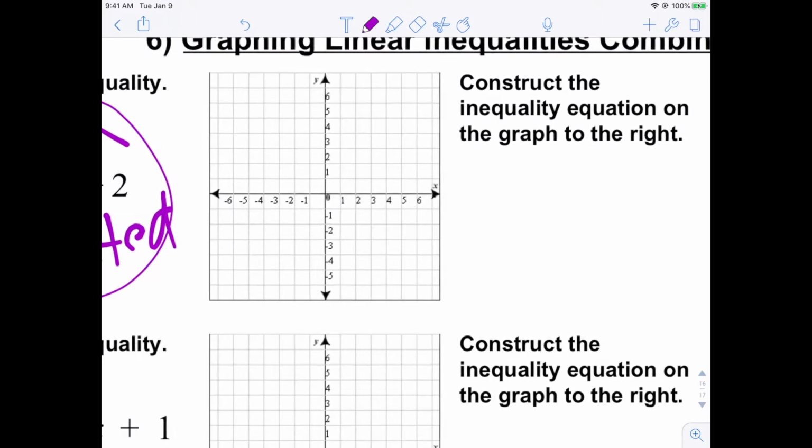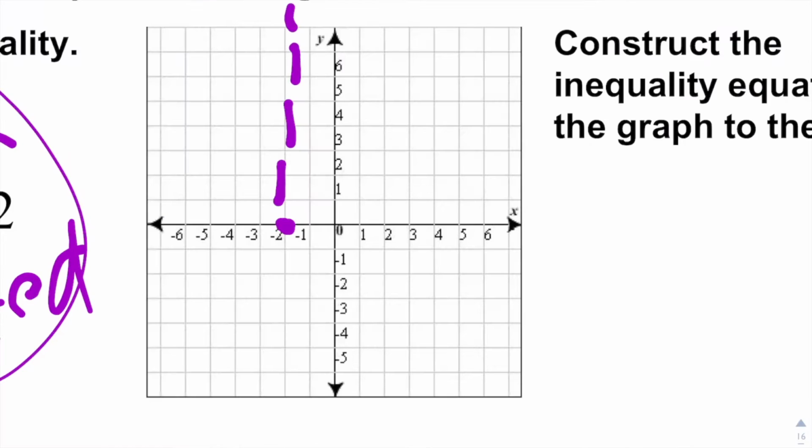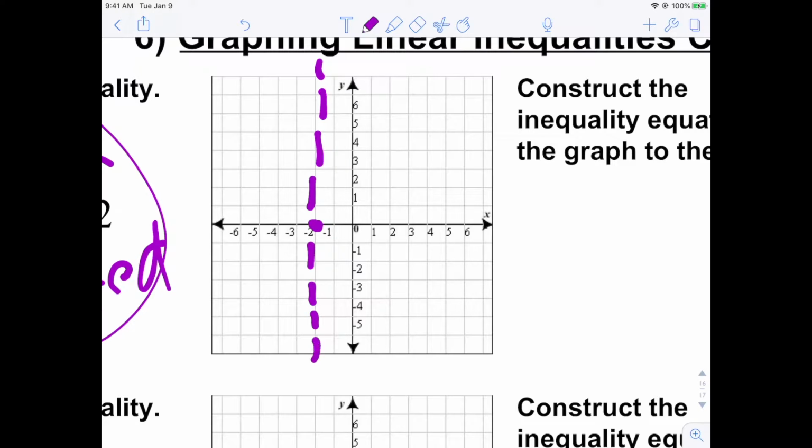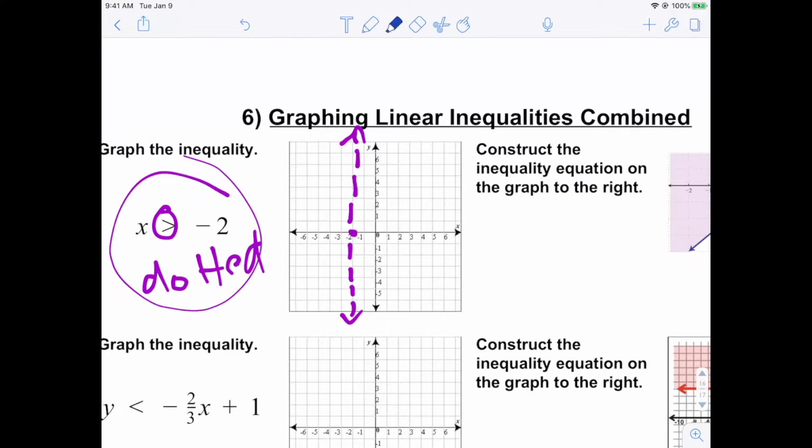So let's zoom in here. Here's the point at x equals -2, and we're going to have a dotted line. It's just a sketch, so it doesn't have to be perfect. And then it says x is greater than -2, so we will shade to the right of this line. Let's do our next example.